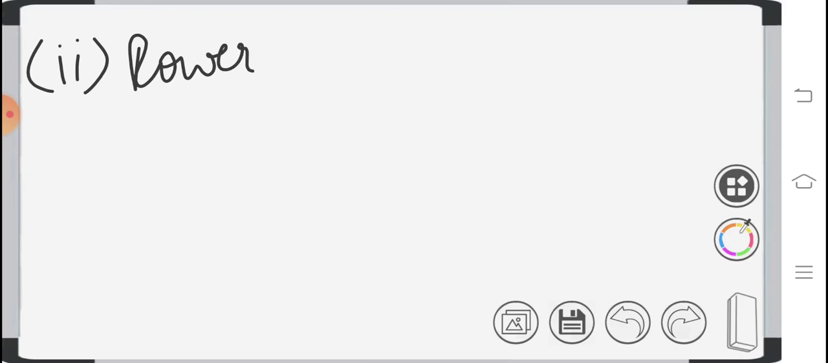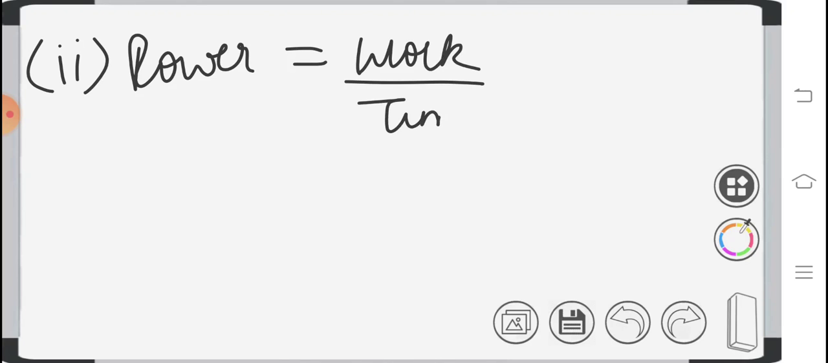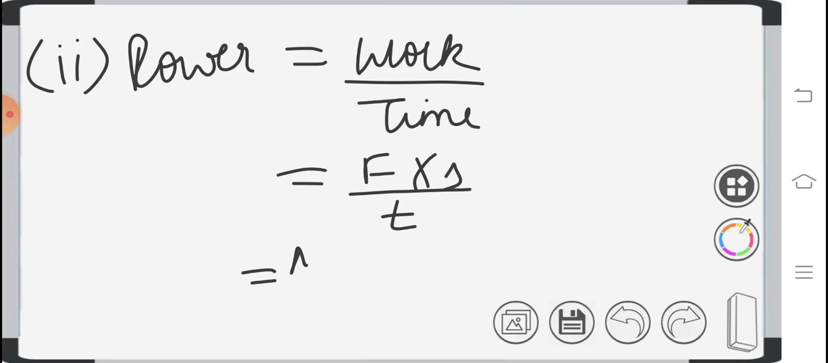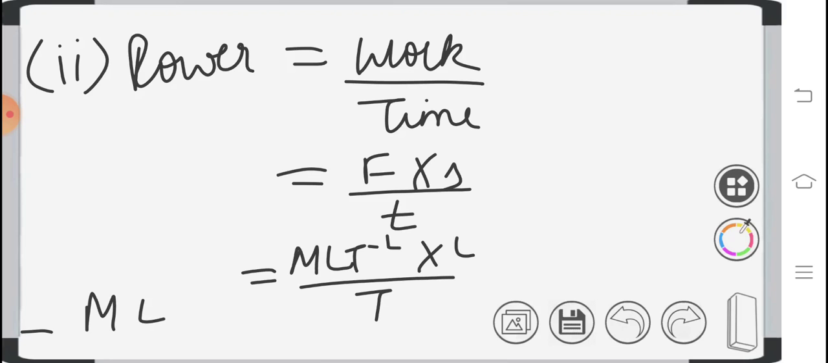Alright, then the second part, we can try for power. We all know what power is. Power is work upon time. Work is force into distance, so M L T to the power minus 2 into L, upon T. Find out: M L square T to the power minus 3. This is the simple answer for power. Okay?